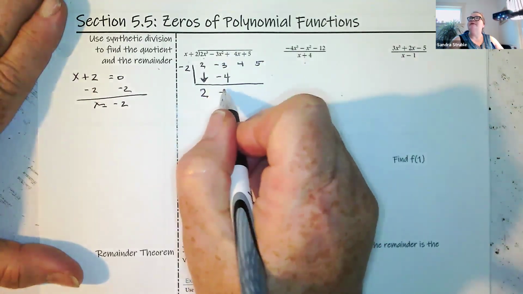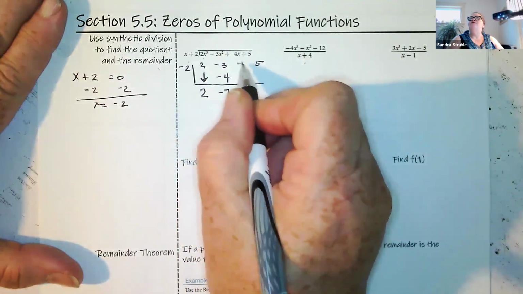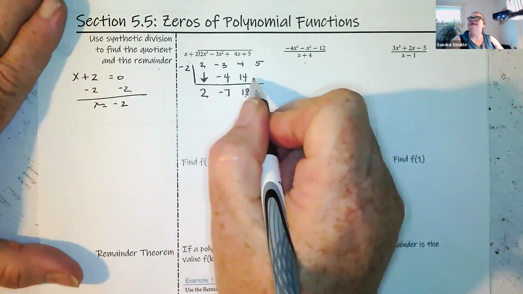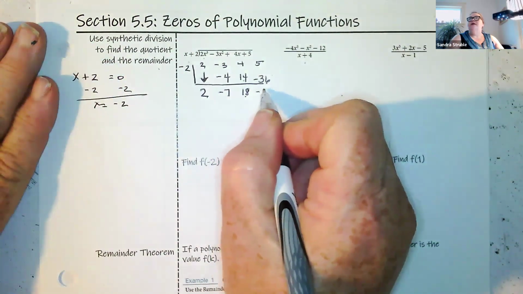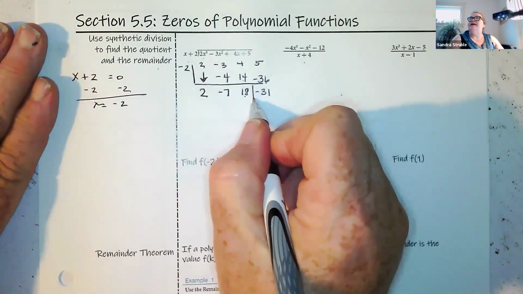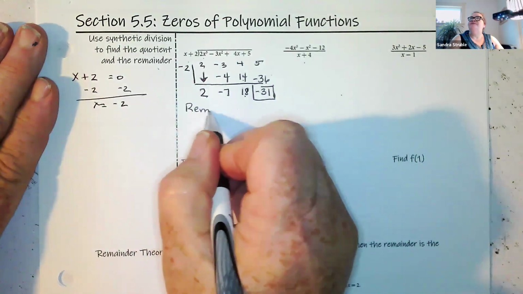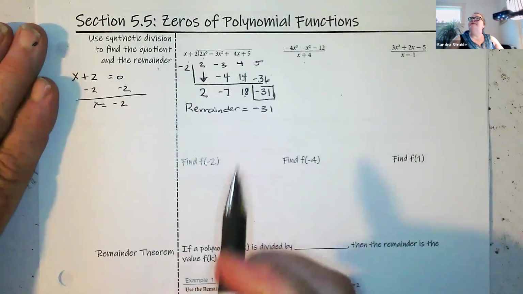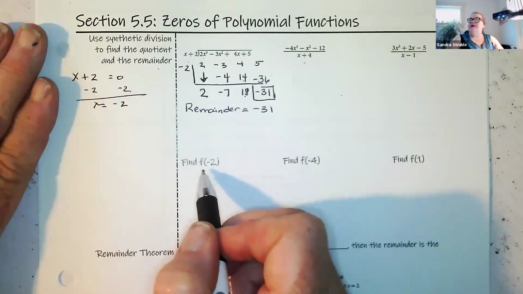-3 and -4 is -7. -2 times -7 is +14. 4 plus 14 is 18. -2 times 18 is -36. 5 minus 36 is -31. So the remainder in this case is -31. To verify that this is correct, we're going to plug in f of -2.